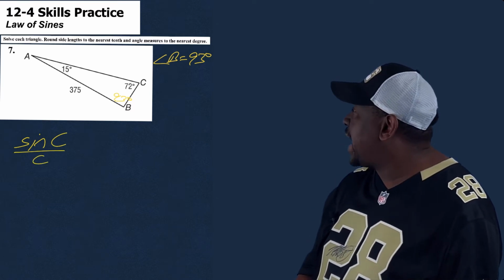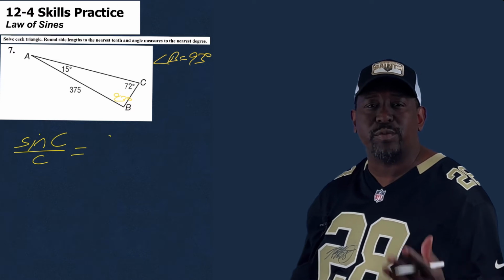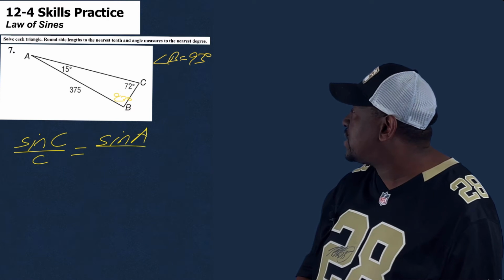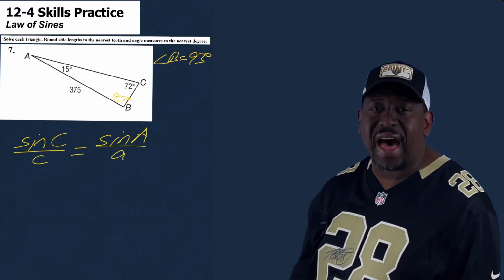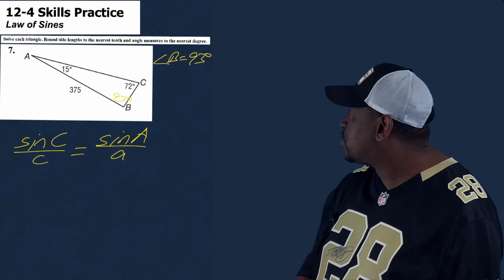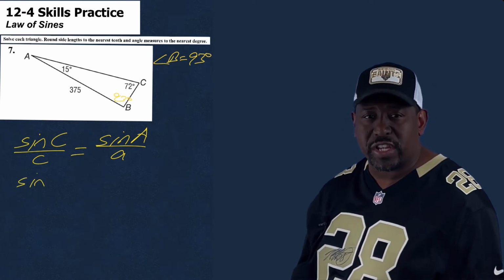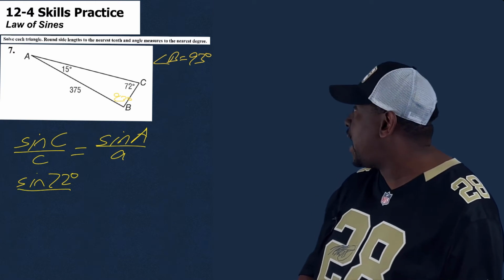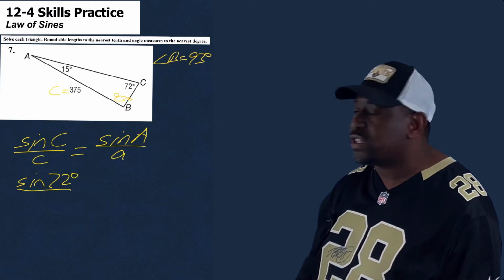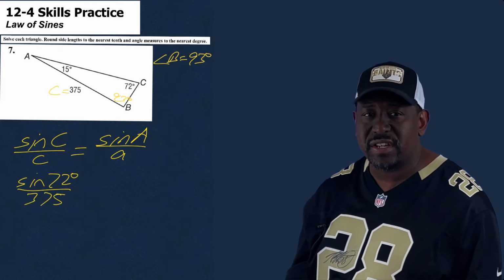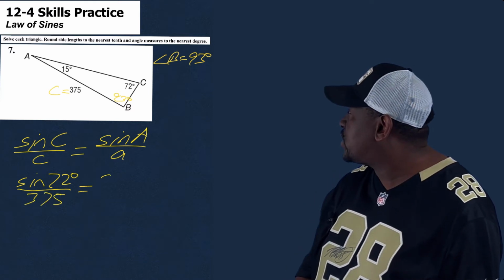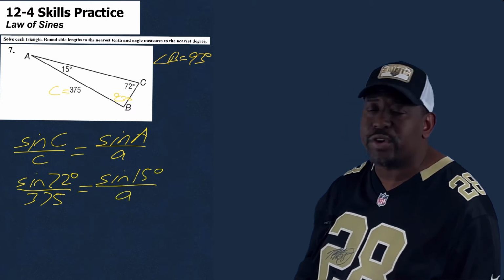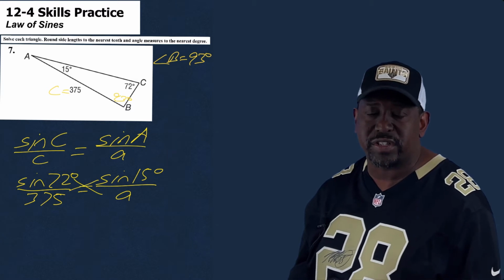So we're given angle C and side C, so that will be what we call our known sine quantities. We're gonna use that, and we're gonna put side A over side A. We have angle A, so we're gonna substitute that for the capital A, and we're gonna do little proportions to get side A. So we will put a proportion of sine of 72 degrees over C, which is 375, equal to sine of 15 degrees over A, side A, which we're gonna solve for.